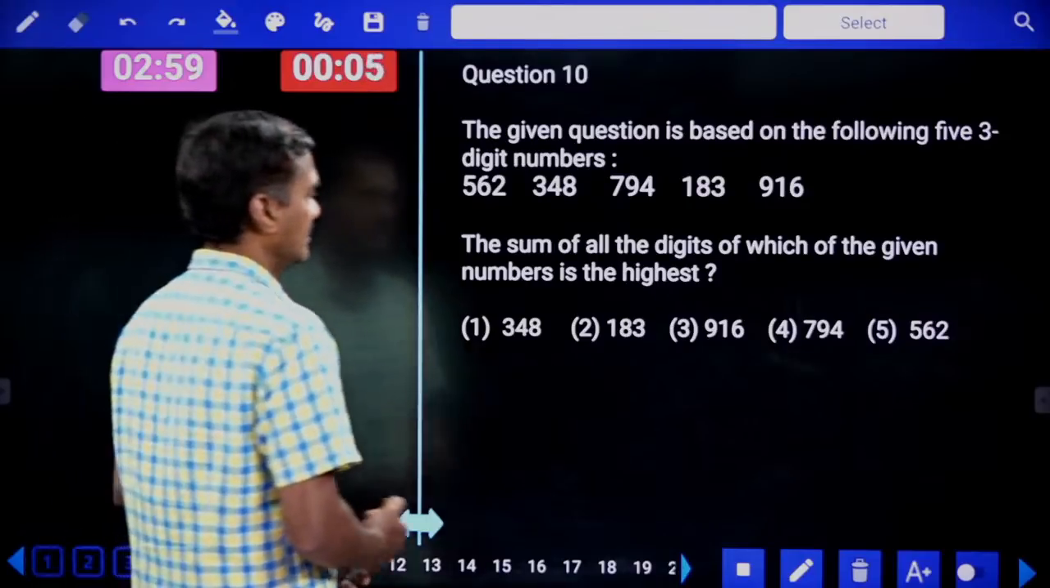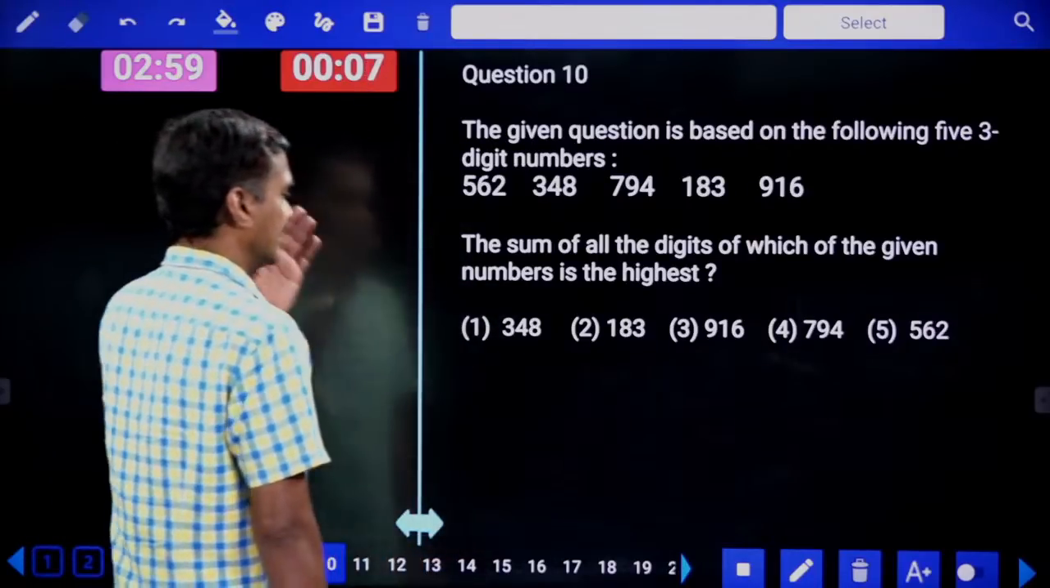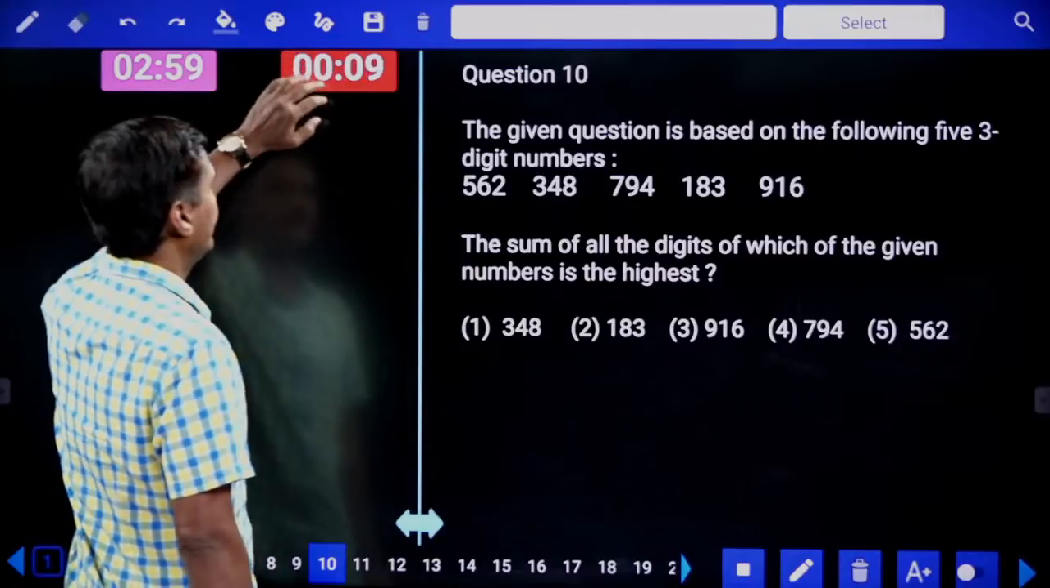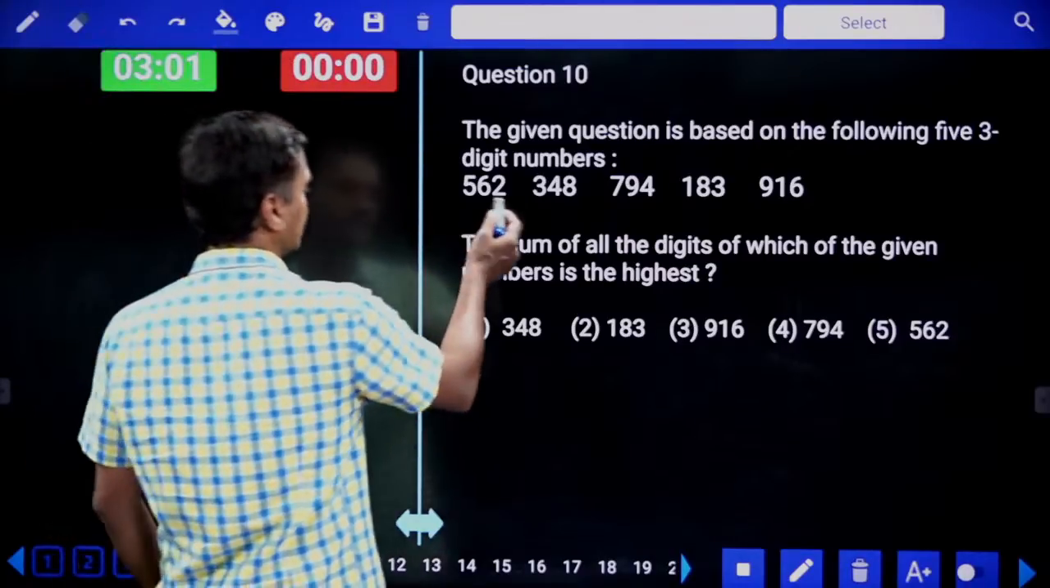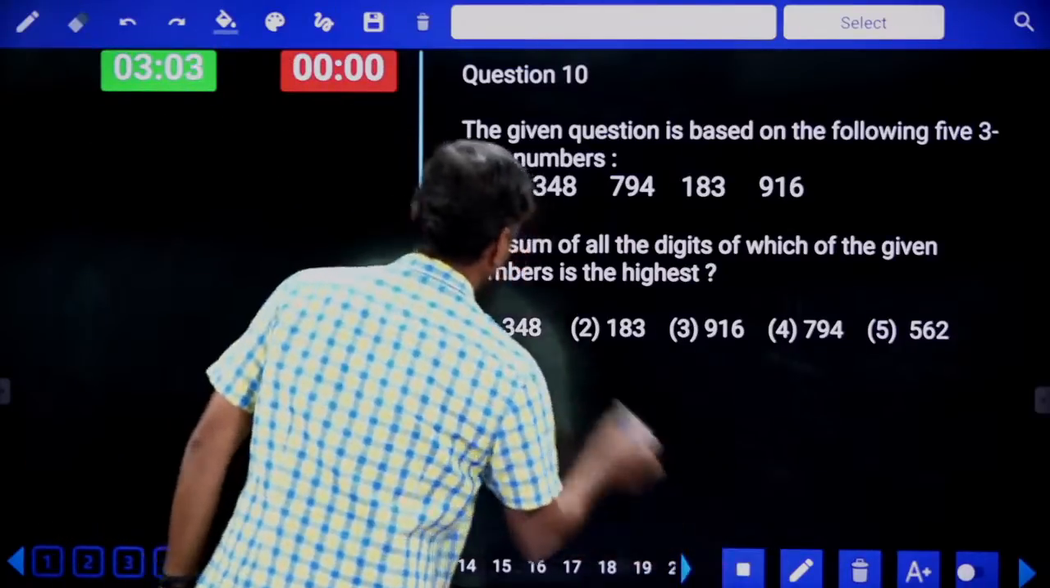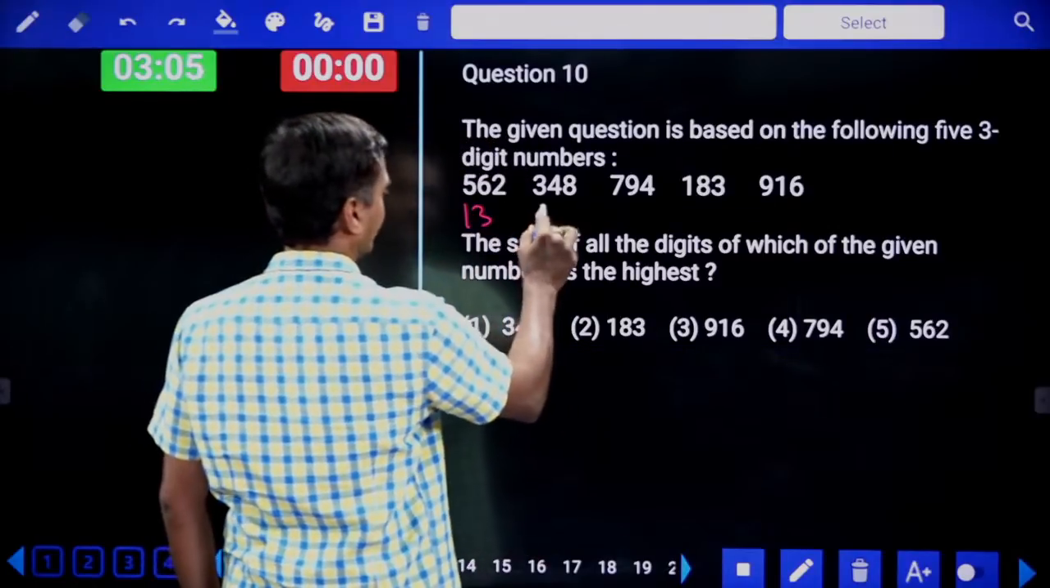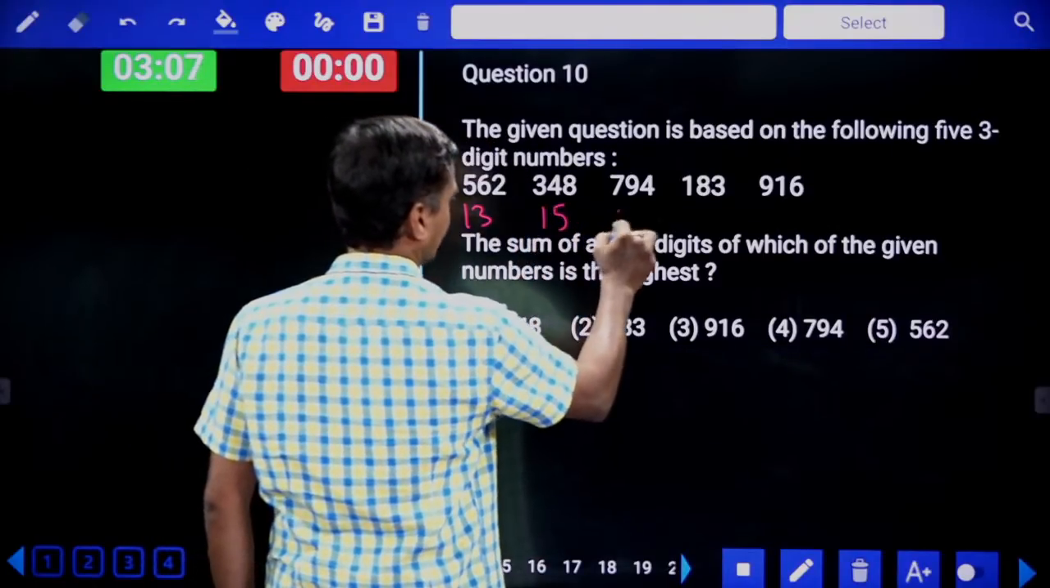Is done. The sum of all the digits of which of the given numbers is the highest. Now we need to find out the highest in this one and sum. 5 plus 6 plus 2 is 13. Here the sum of the digits is 15. Here 16 plus 4 is 20.